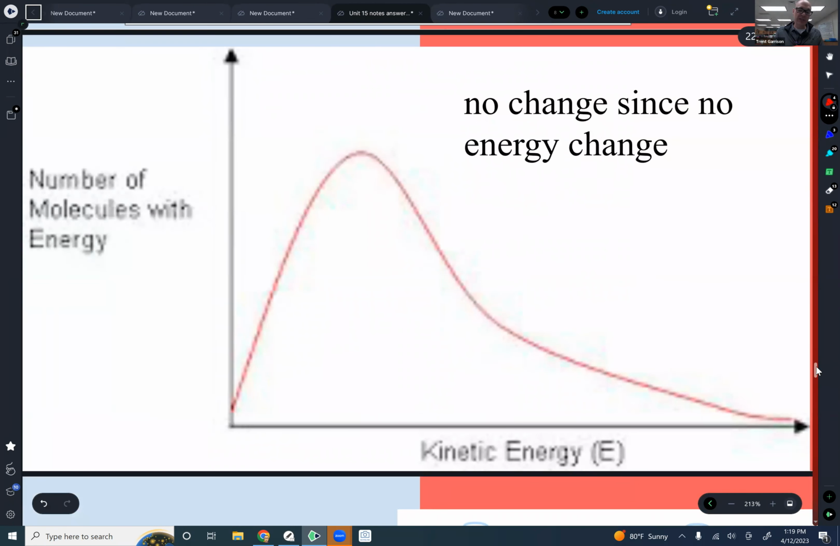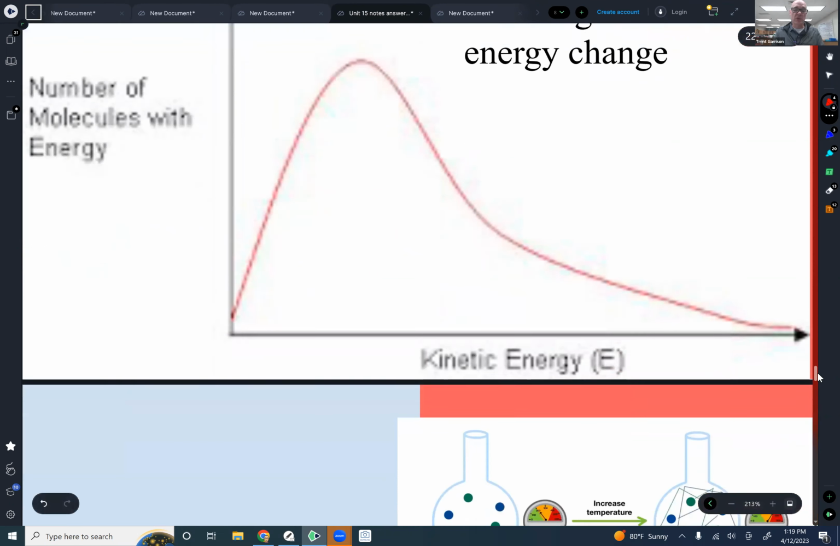Now, here's the interesting thing. There is no change on the Maxwell-Boltzmann graph because we don't change energy. We are not speeding up the particles. We are not adding more particles, so neither of those are reflected on this graph. So on the Maxwell-Boltzmann, you can't see a change whenever we change the pressure and volume.